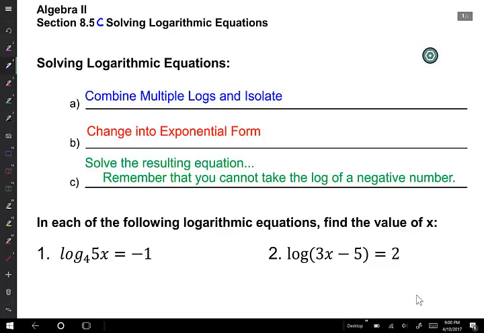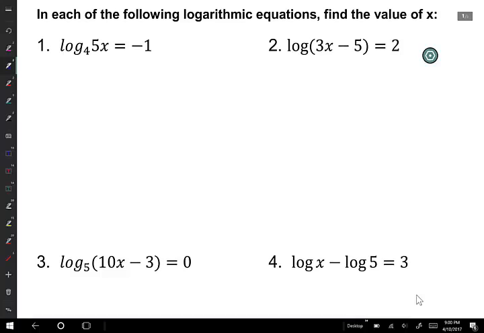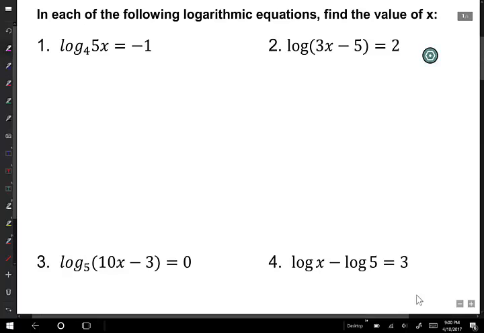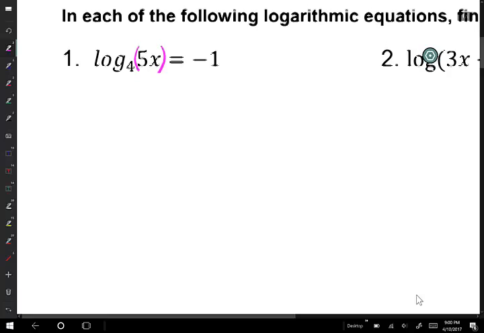Some of them are straightforward and already simplified and combined. Some of them we might have to combine first. So I just want to kind of walk us through a couple of these illustrations. So our first one, we have the log base 4 of 5x equals negative 1. And I need you to realize that this log of 5x, that's not the log of 5 times x, but that's the log of 5x combined.